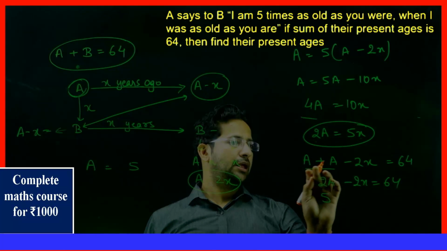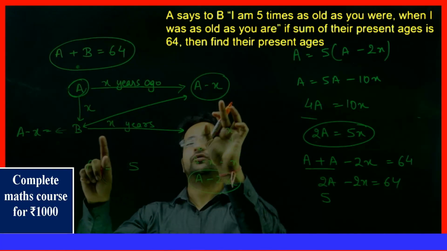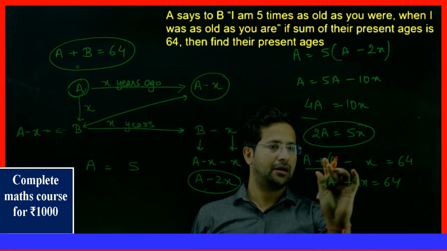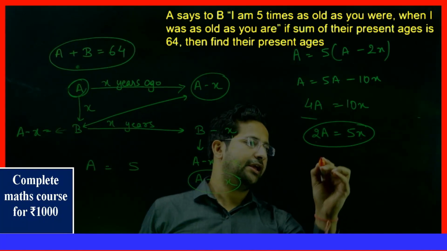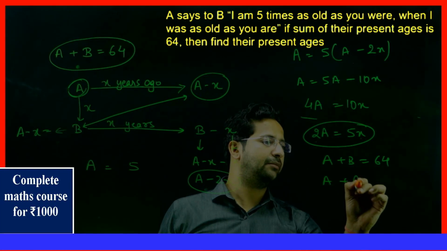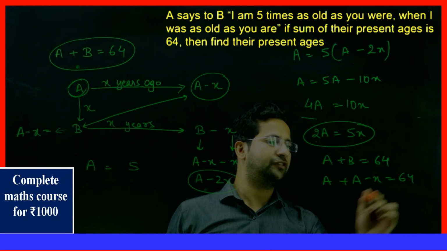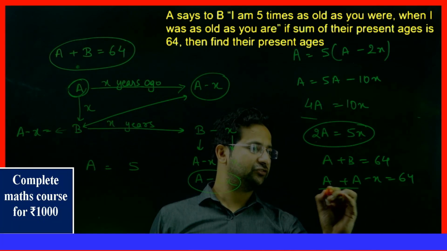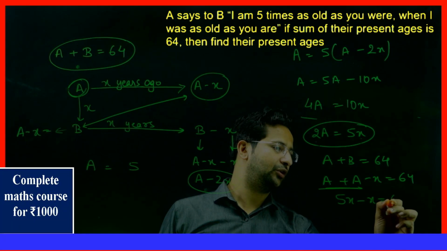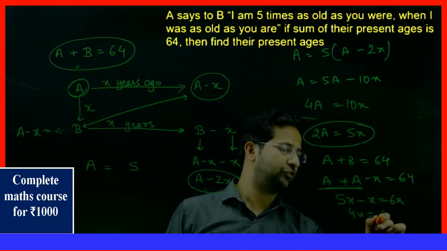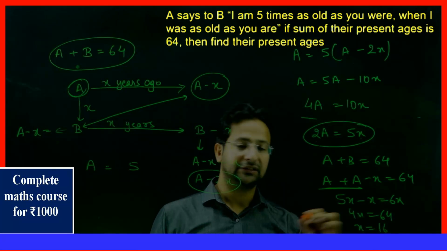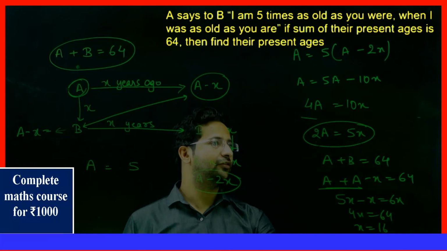Oh, sorry, B is A minus X. I'm sorry, I write again. A plus B is 64, and B is A minus X, so 2A minus X is equal to 64. Now the value of 2A is 5X, so 5X minus X is equal to 64. That way 4X is equal to 64, so X is equal to 16.